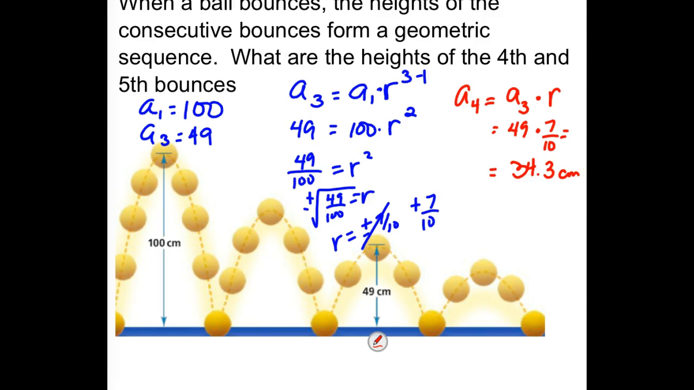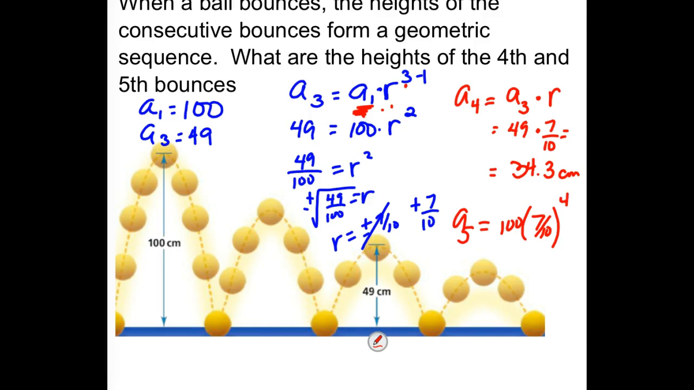All right, so I could have gone back to the first term, right? Put in 100 here, multiplied by 7/10 to the 4 minus 1, to the third power. That would have also worked, okay? How do I find a sub 5? I can take my previous answer and multiply it by 7/10. Or again, another option is to take my first term times r, and 7/10 or 0.7, either way of typing it in your calculator is fine, to the fourth power.